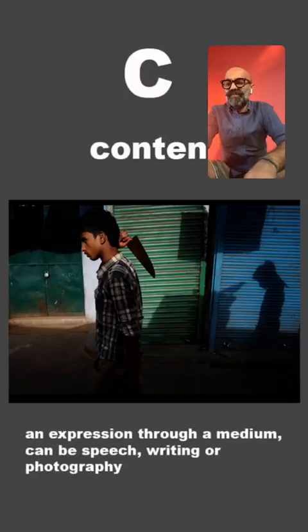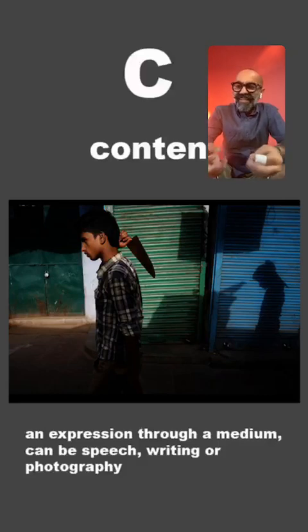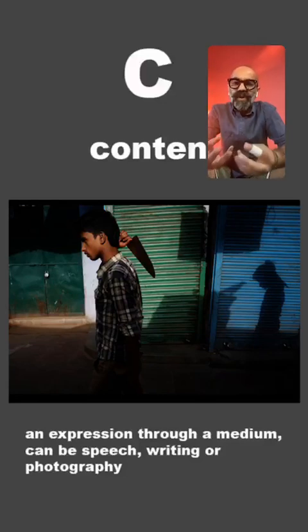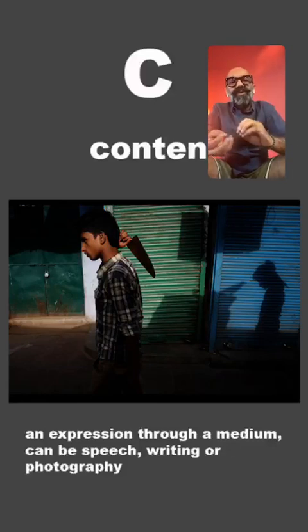Now after B comes C, which is very, very important. C is content. Content is expression through a medium. It can be a speech, writing, or photography. Now we are photographers. We want to feel the moment. We want to be in the moment. So what is content? Content is nothing but how you want to express yourself in the picture. Please keep in mind that this is very, very important to make a picture. So aesthetics, background, and content.